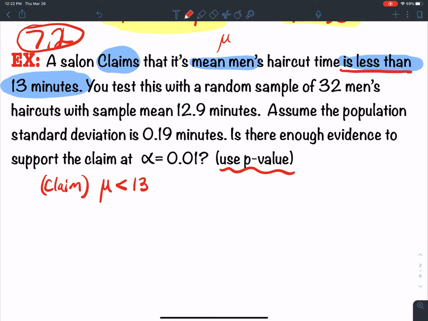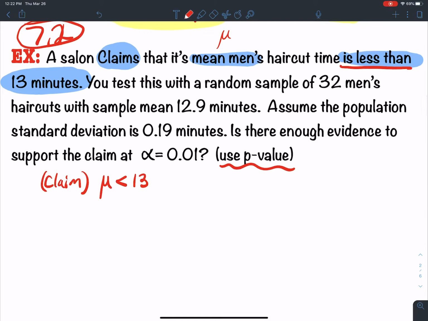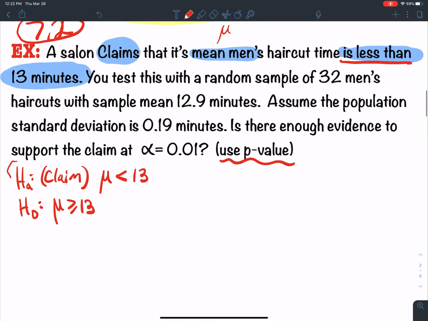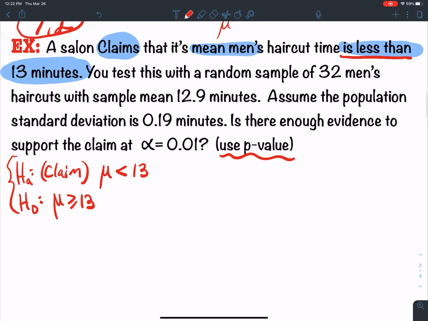Now that's my claim. Is my claim an H0 or an Ha? Well, I don't see an equal sign, so this has got to be the Ha. If this is the Ha, what's the opposite? What's the complement? The complement of mu less than 13 is mu greater than or equal to 13. Okay, so a big part of your first test is labeling your H0 and your Ha. So we got that down and we know which one the claim is.